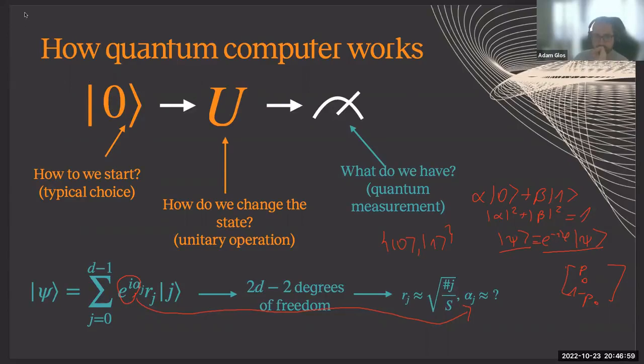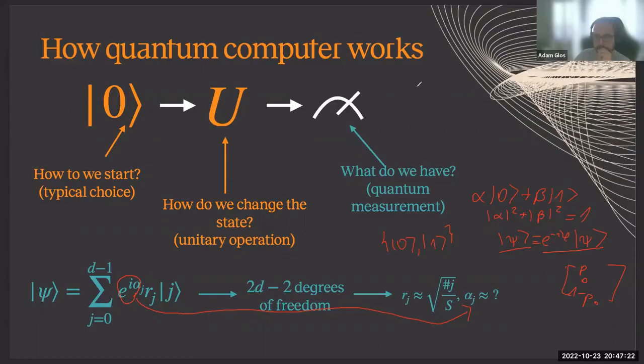So, Adam, you mentioned something about changing to a different basis. Could you repeat that? The Hadamard basis. Yeah. I should explain what I mean by this, right?